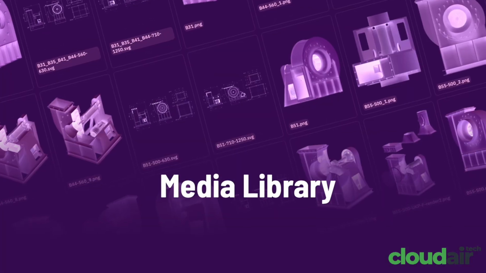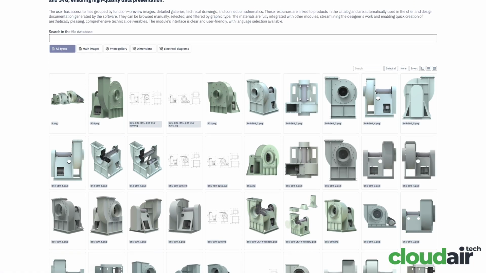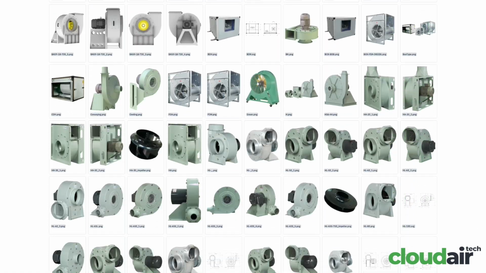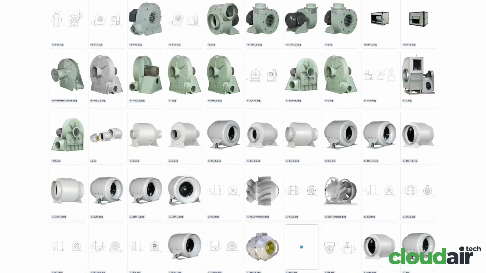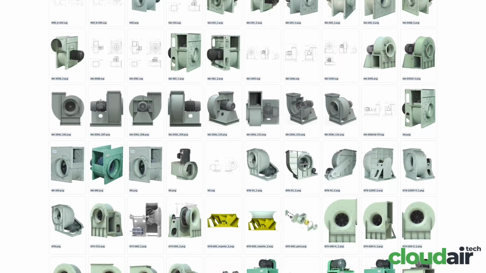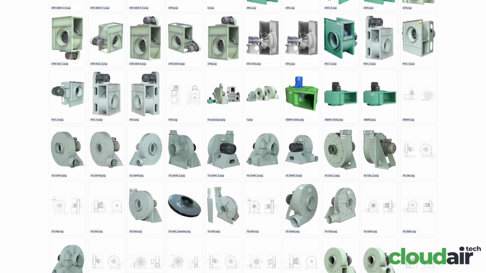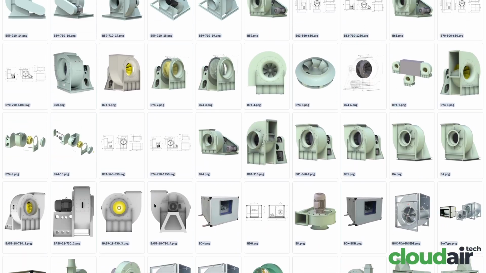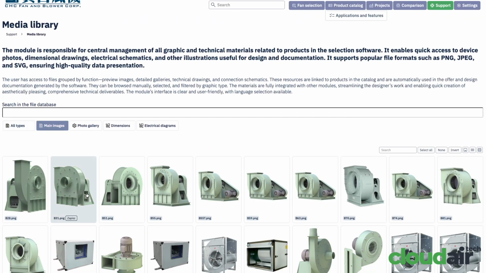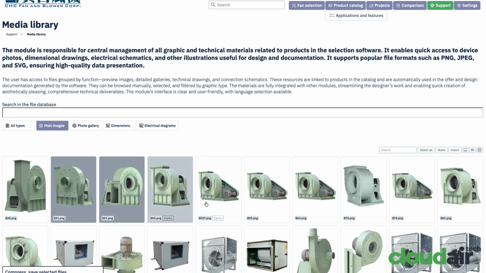Media Library, the visual heart of your product data ecosystem. This powerful module gives you instant access to all graphic and technical materials related to your products, from dimensional drawings and schematic diagrams, to photo galleries and main visuals for presentations, catalogs, and offers. With built-in support for high-quality file formats like PNG, JPEG, and SVG, the Media Library ensures precise, clean visuals perfect for documentation, quoting, or customer communication.